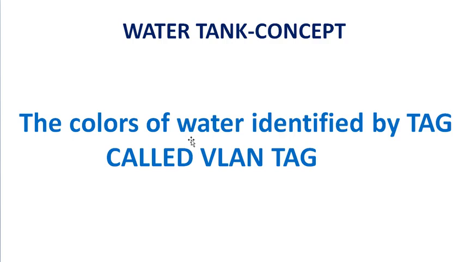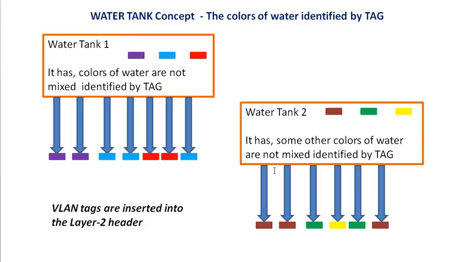So the color of water is identified by the tag. The color of water is identified by the tag in the network device, called the VLAN tag. So in the water tank, it is identified by the color. So only the particular color of water flows through the pipe like that. But it is mixed within the water tank. No, it is logically identified by the tag. So water tank 2 also logically identifies the tag.